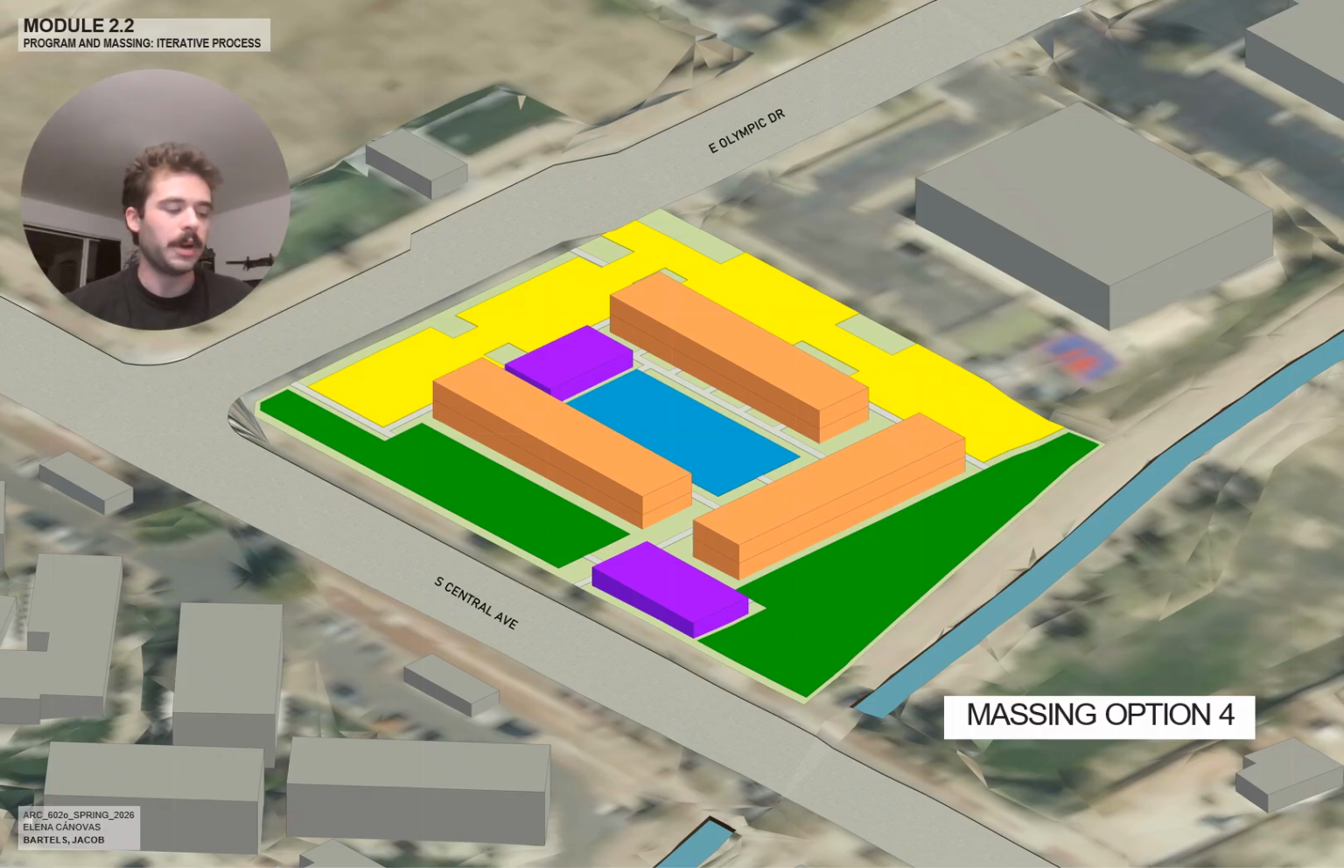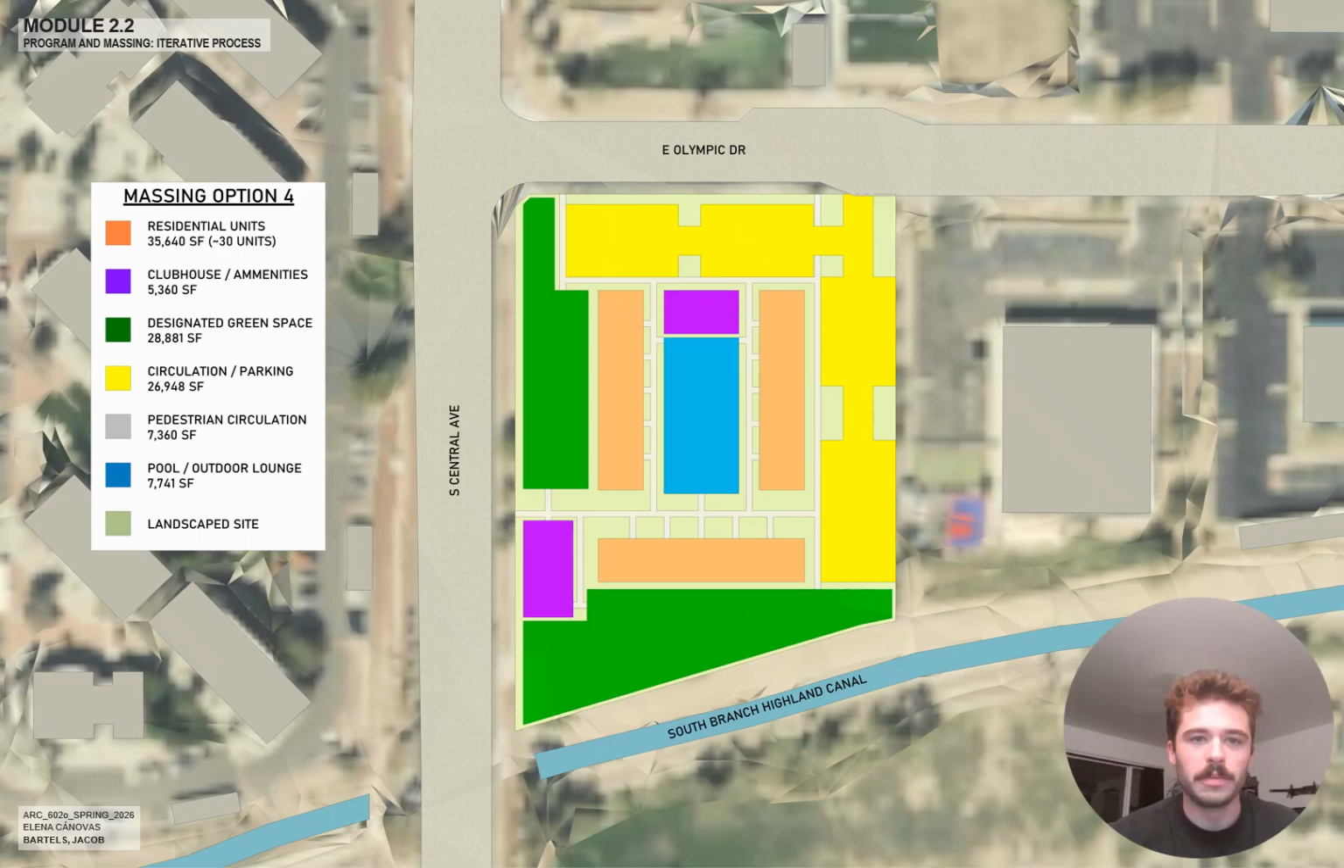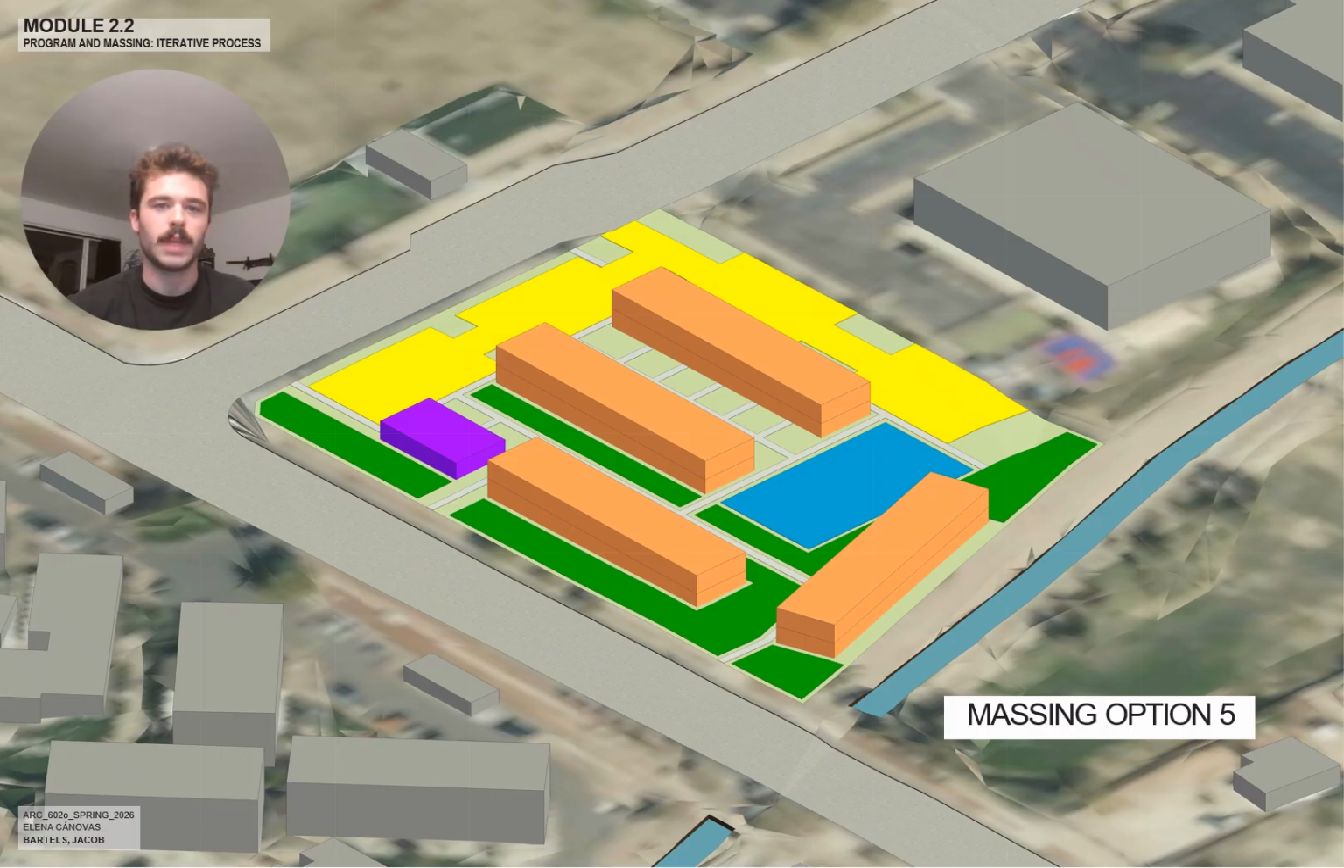So massing 4 ended up being probably my favorite layout. Courtyard, I like it for the community connection and the safety for children, obviously. It still activates the canal, but also gives the residents better views further south, and still has parking, but allows for both a pool and green space along Central Ave and the canal. Here's the plan and square footages for massing 4.